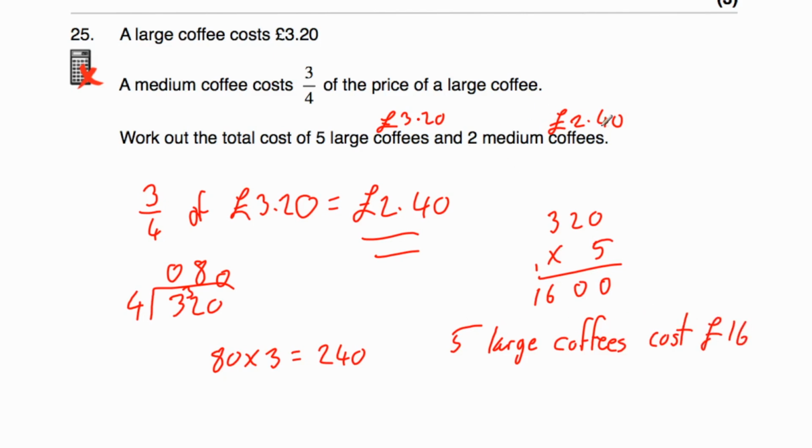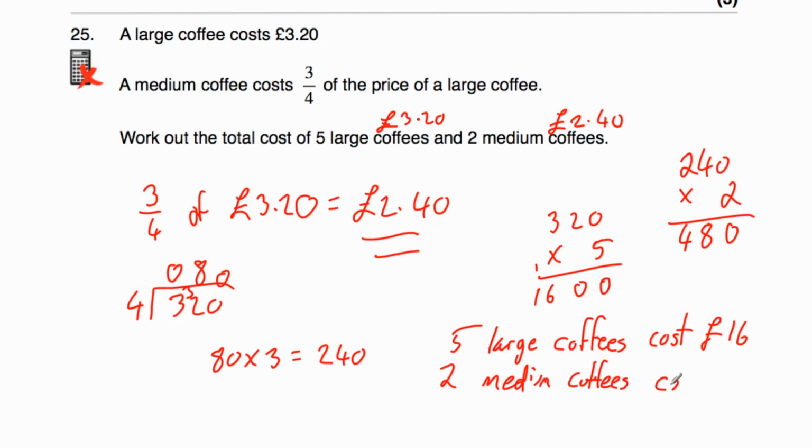Now let's find the cost of the 2 medium coffees. So they cost £2.40 each, and we're going to multiply that by 2. Well, it's going to be £4.80, just doubling it. 2 times 0 is 0, 2 times 4 is 8, and 2 times 2 is 4. So 2 medium coffees cost £4.80.